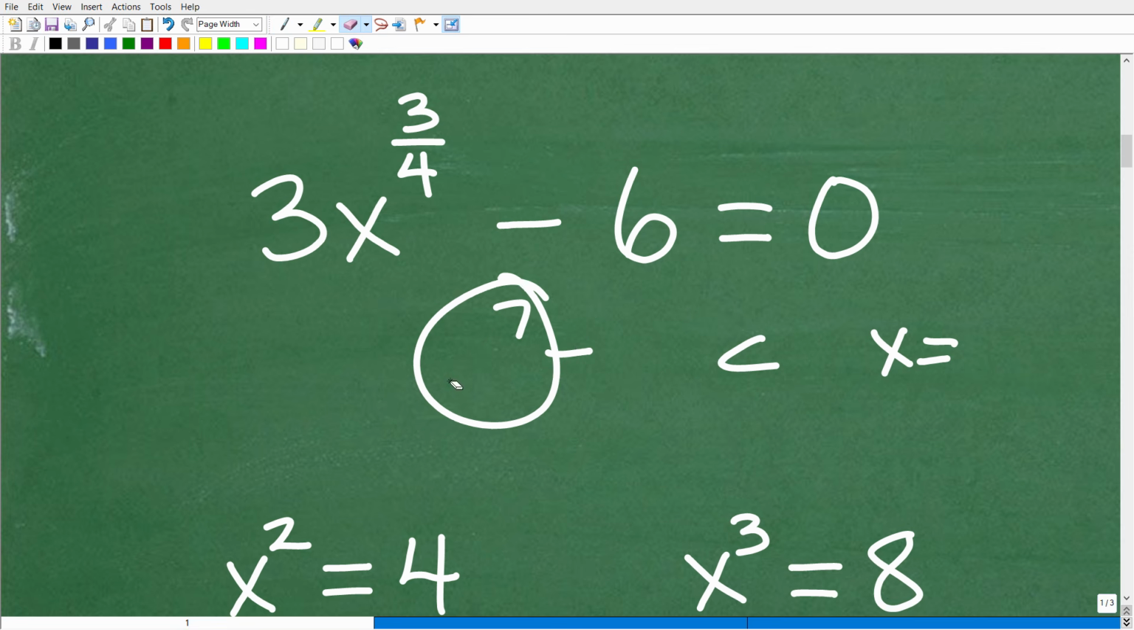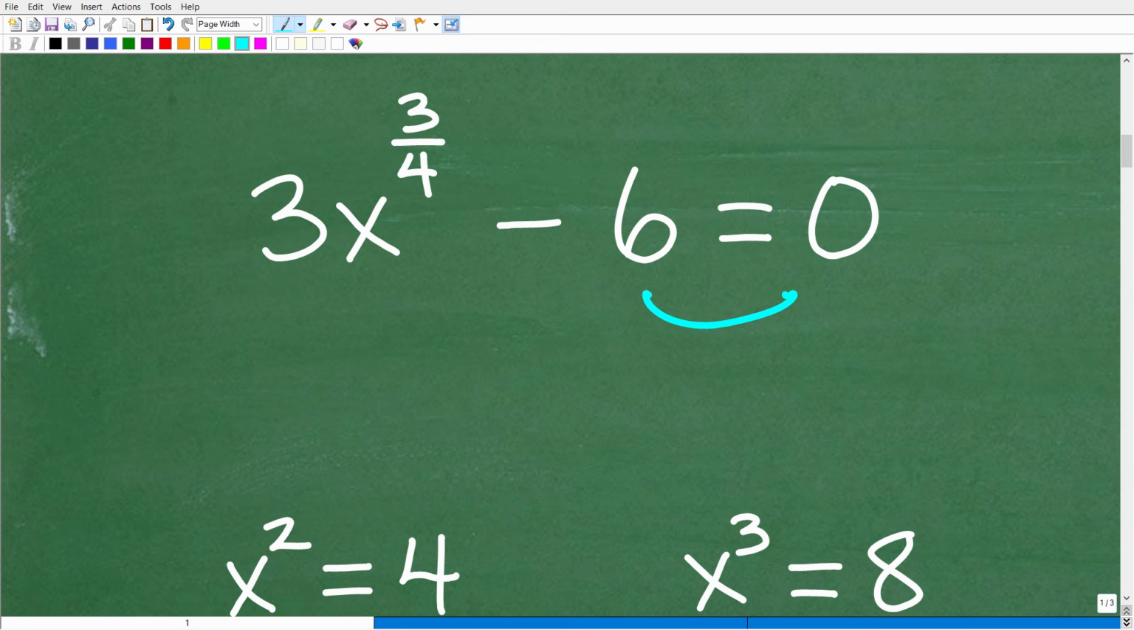But here you can see that we have a little bit of work to do to move this 6 over to the other side, and then we have to divide by 3. What we want to do is isolate this part of the equation on the left-hand side. All right, so I'll be showing you all that in just 1 second, and then we have to consider a lot of other factors as well.